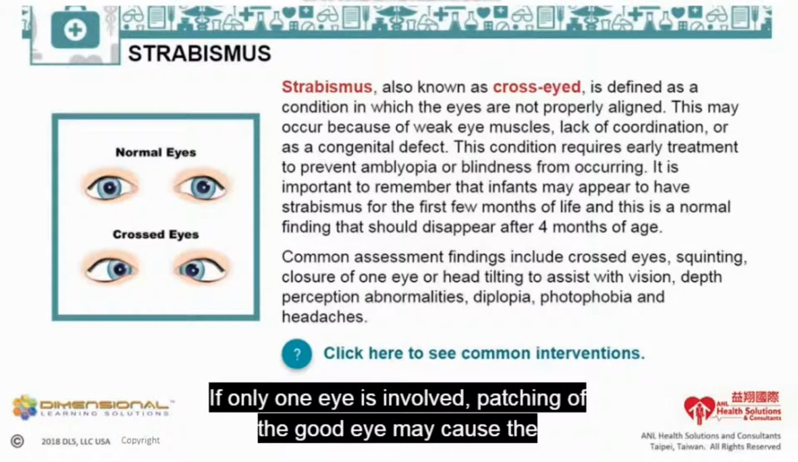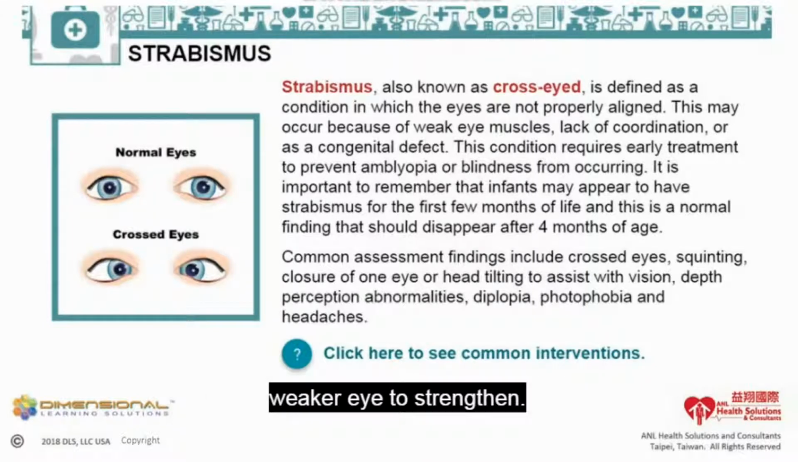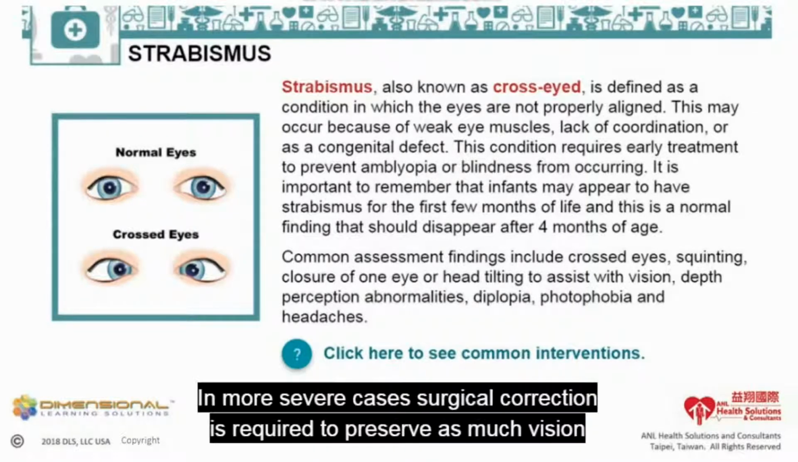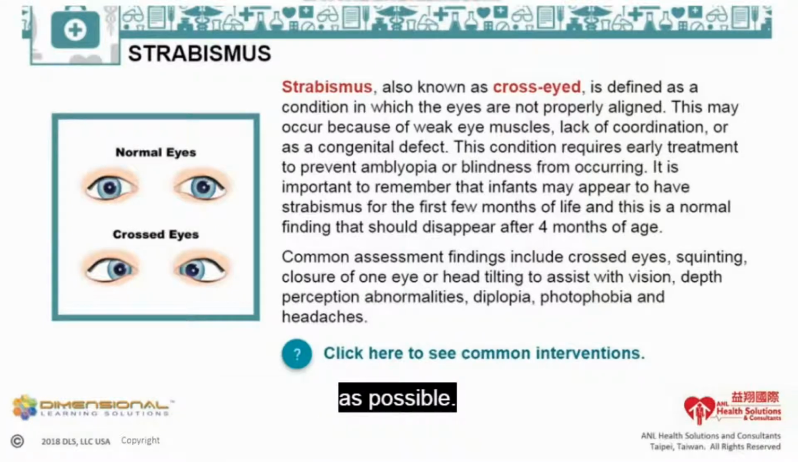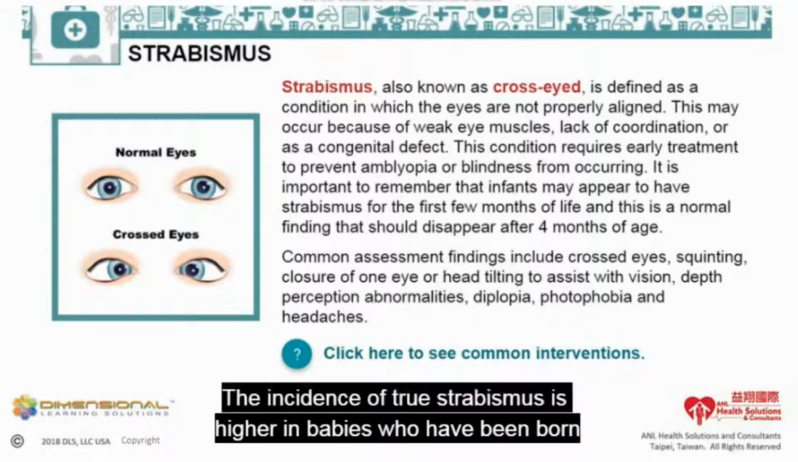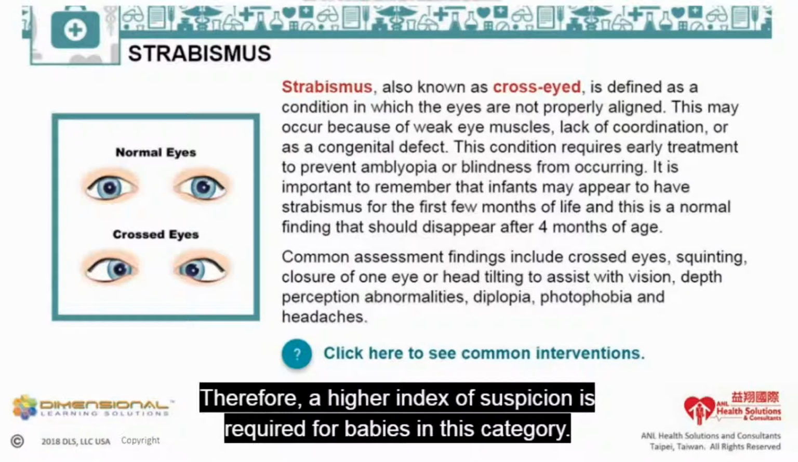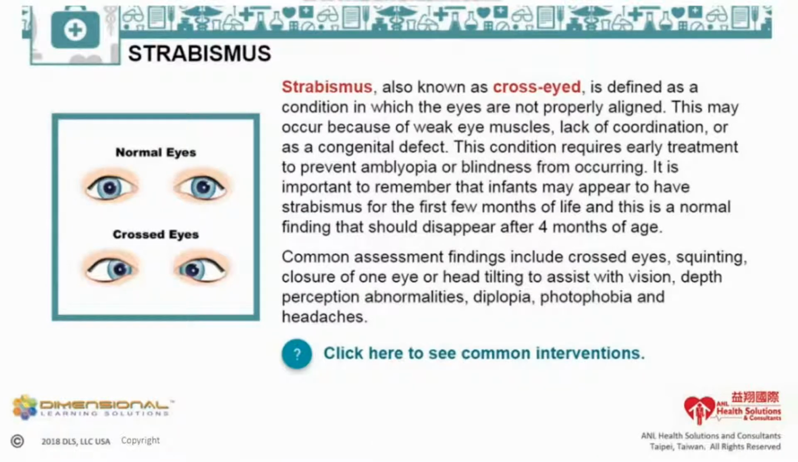If only one eye is involved, patching of the good eye may cause the weaker eye to strengthen. This may help the child to avoid having to have surgery. In more severe cases, surgical correction is required to preserve as much vision as possible. The incidence of true strabismus is higher in babies who have been born prematurely. Therefore, a higher index of suspicion is required for babies in this category.